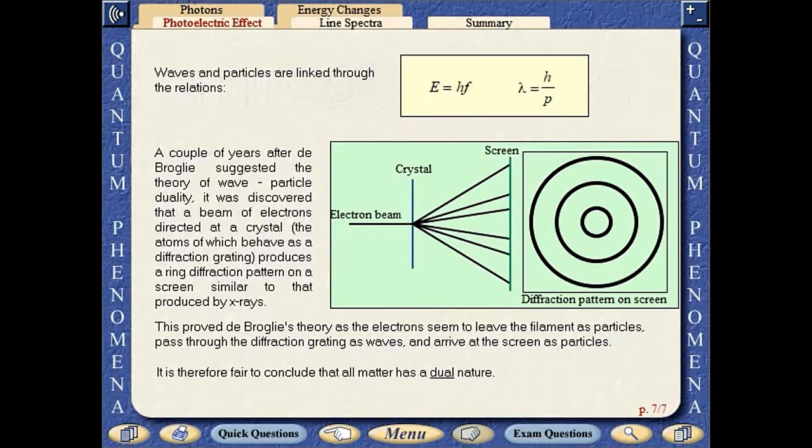A couple of years after de Broglie suggested the theory of wave-particle duality, it was discovered that a beam of electrons directed at a crystal, the atoms of which behave as a diffraction grating, produces a ring diffraction pattern on a screen, similar to that produced by X-rays. This proved de Broglie's theory, as the electrons seem to leave the filament as particles, pass through the diffraction grating as waves, and arrive at the screen as particles. It is therefore fair to conclude that all matter has a dual nature.